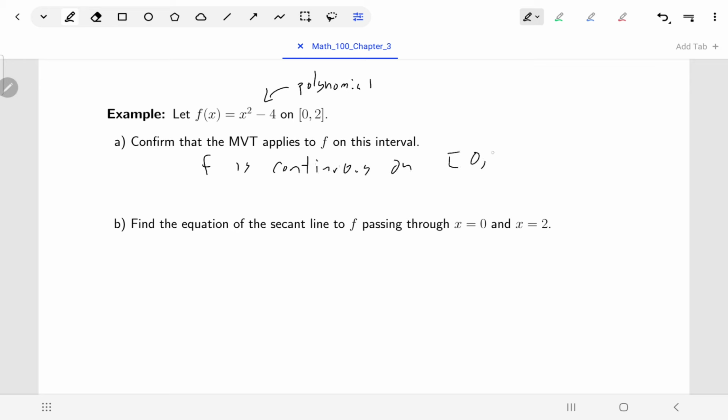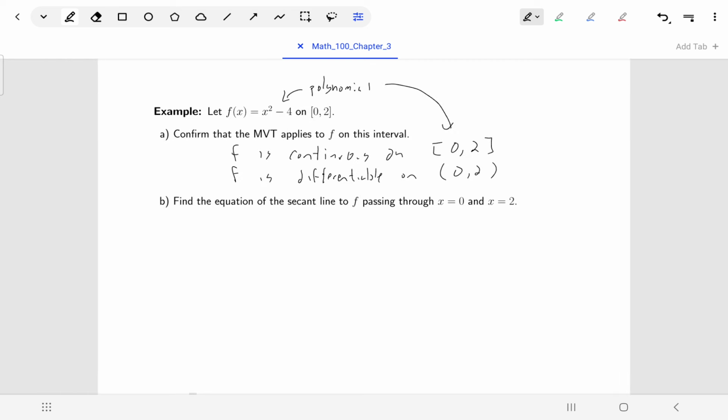So it's continuous on the interval from 0 to 2, and it's also differentiable on the open interval from 0 to 2. The reason why, of course, is that it's a polynomial function. Polynomials are differentiable and continuous everywhere. So good for us, the mean value theorem applies. That tells us that whatever secant line we get, there should be a parallel tangent line somewhere in that interval. So that's what we're going to do in 2 stages.